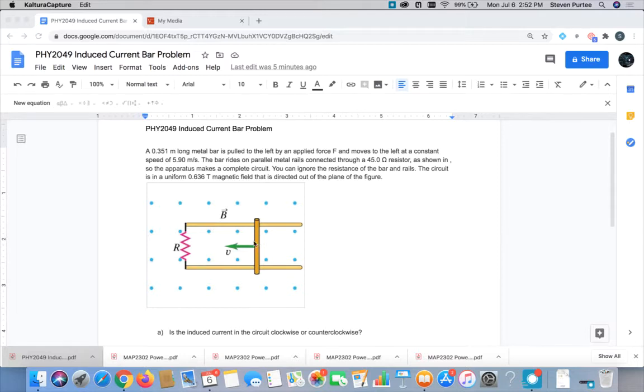As I move this bar, that's going to decrease the magnetic flux that passes through this region because the area is decreasing. Remember, flux is strength of the field times area times the cosine of the angle between them. So the three different ways we can change flux is changing the magnitude of B, changing the angle between B and our dA, or changing the area. Here we're changing the area.